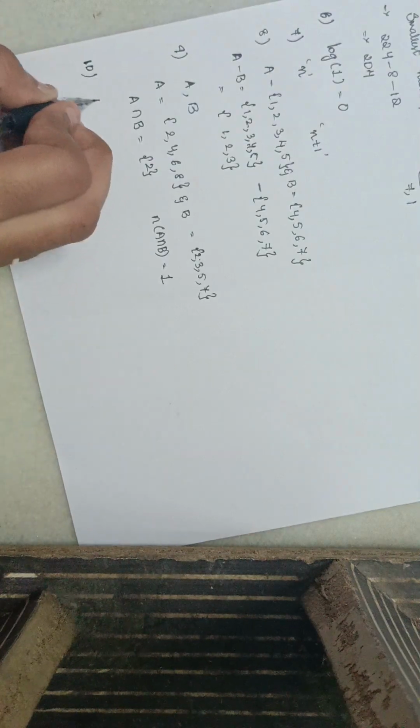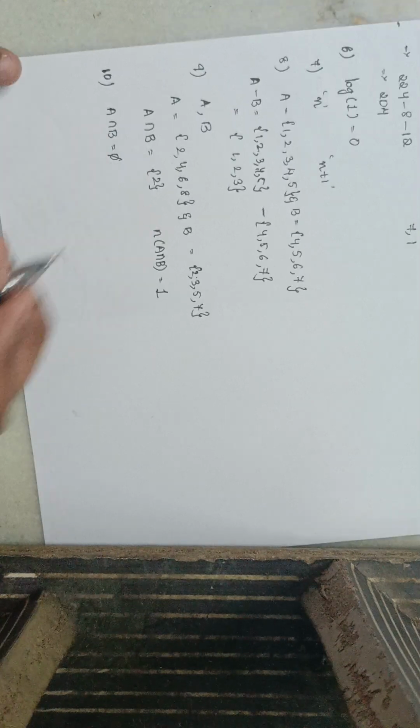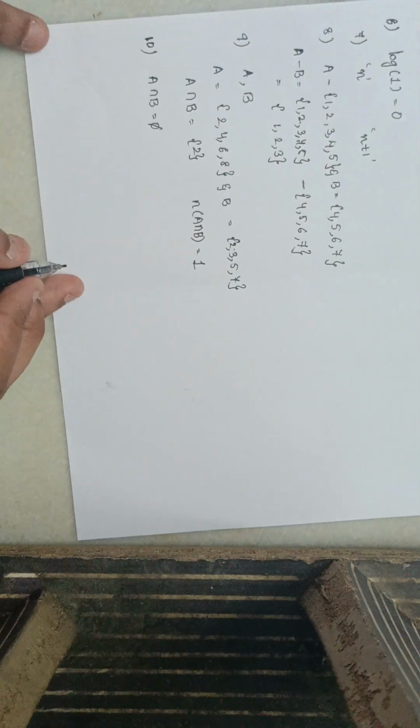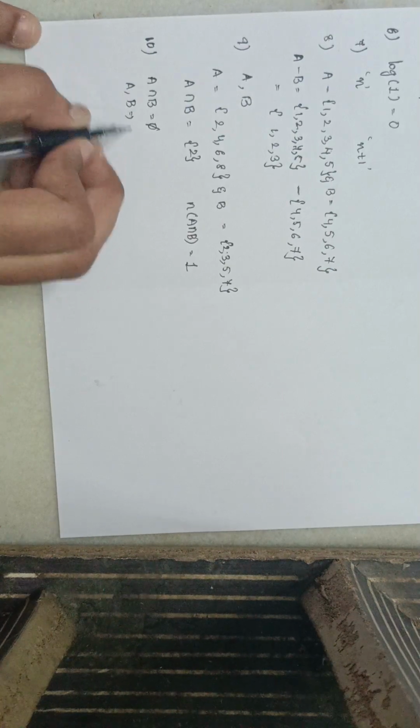Next one. If A intersection B equals empty set, which of the following is correct? Now given that A intersection B equals empty set, that means A and B are disjoint sets.